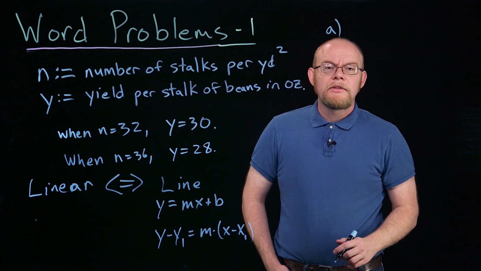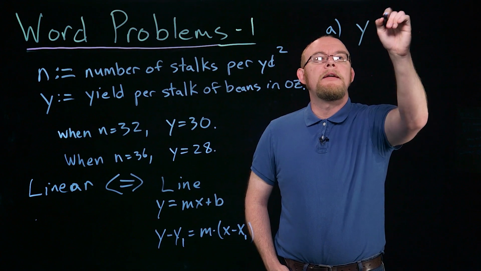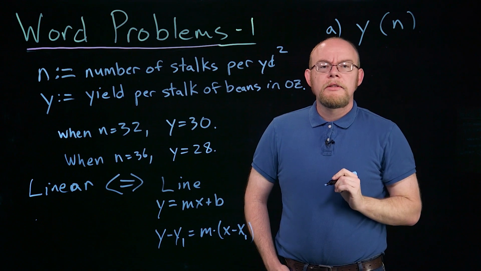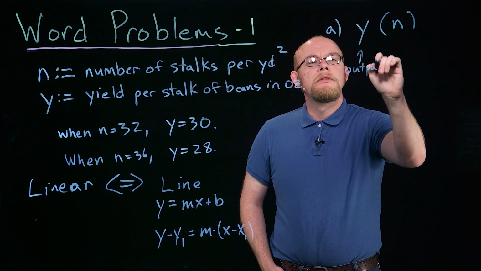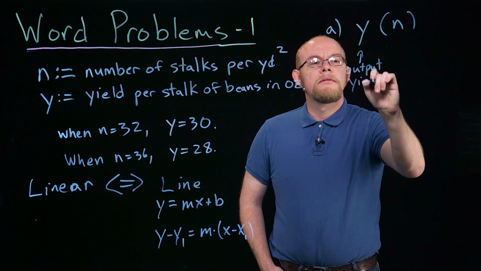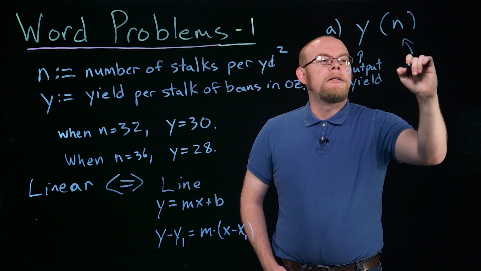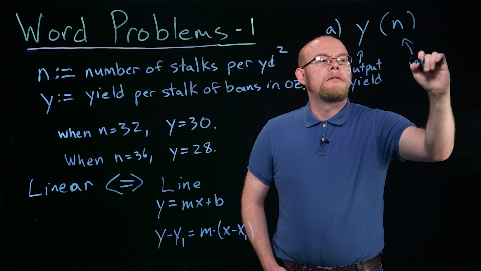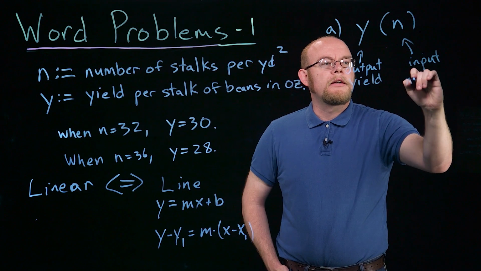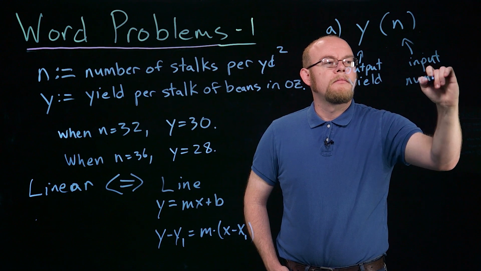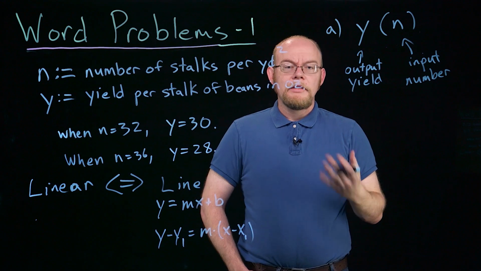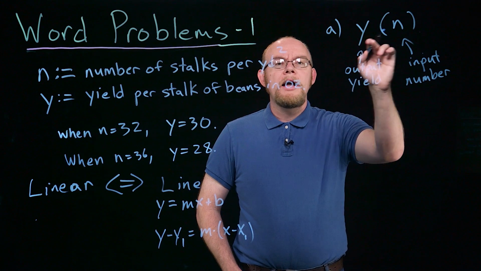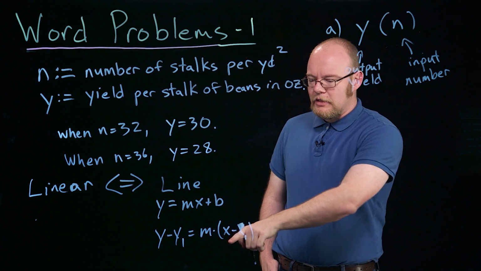So what that's asking us to do is find the function y of n, where this is in function notation, where the output is the yield and the input is the number of stalks per square yard. Now, if we look at this, we want to do this in a linear relationship. So we want to find y as a function of n, and we want to do that as a line.